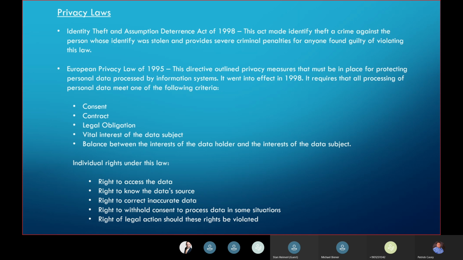of the data subject, which is you or me, balance between the interest of data holder and the interest of the data subject. Individual rights in the law are right to access that data, right to know the data source, right to correct any inaccurate data, right to withhold consent to process data in some situations, and the right of legal action should these rights be violated.